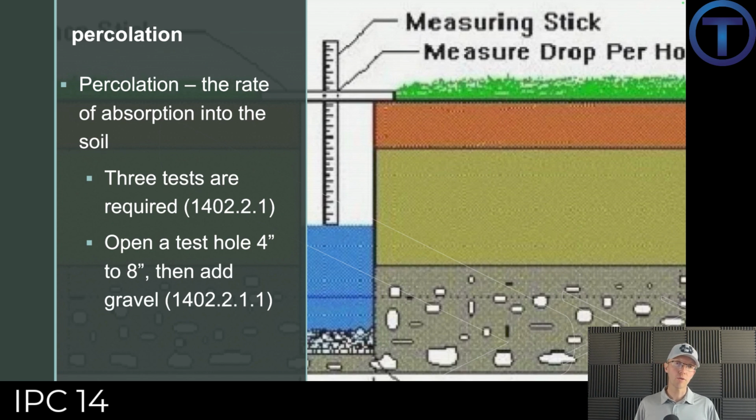This chapter of the code in 1402.2.1 requires that you test 3 different times to get a really good idea. And you would need to do an open test hole. So you dig a hole in the ground that's 4 to 8 inches, and then you add gravel in the very bottom, put the water in, and see how fast that water is absorbed.